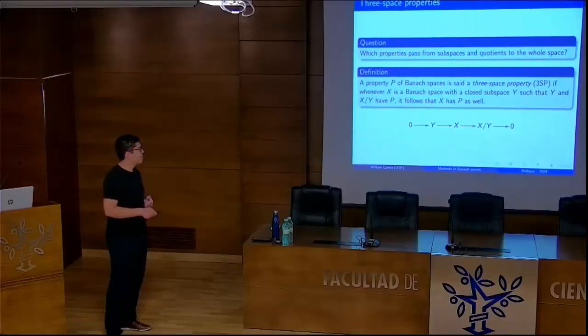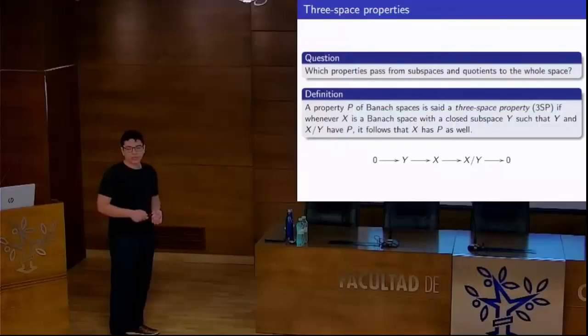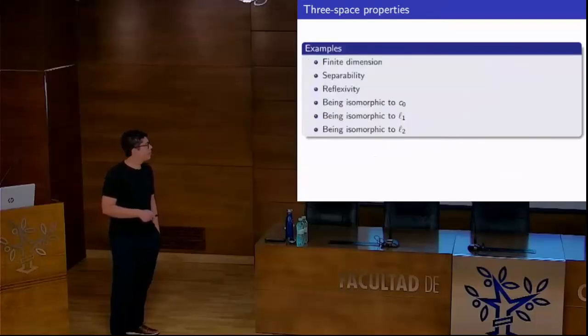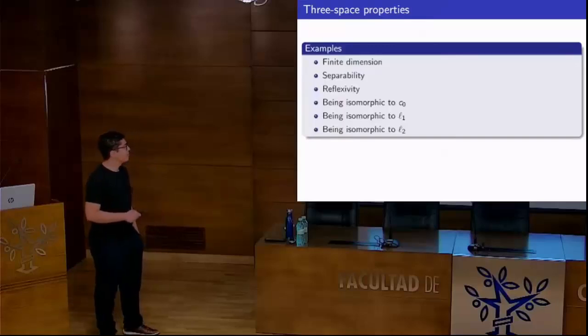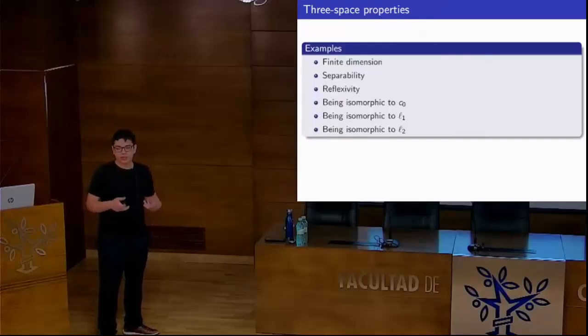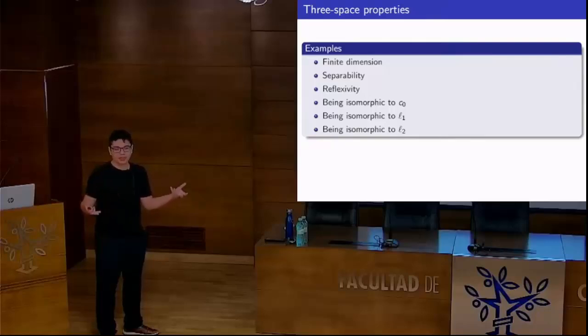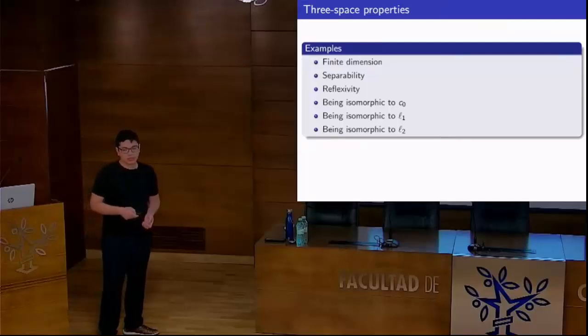Just think that the middle space is the original Banach space you are interested in. Y is the subspace. And here you have X quotient Y. So a property is a three-space property if whenever Y, the left space, and the right space have P, the middle space has P as well. So some examples: finite dimension, obviously. If you break a space in two finite dimensional pieces, of course the middle space must be finite dimensional as well. Separability, reflexivity, and now being isomorphic to C0.